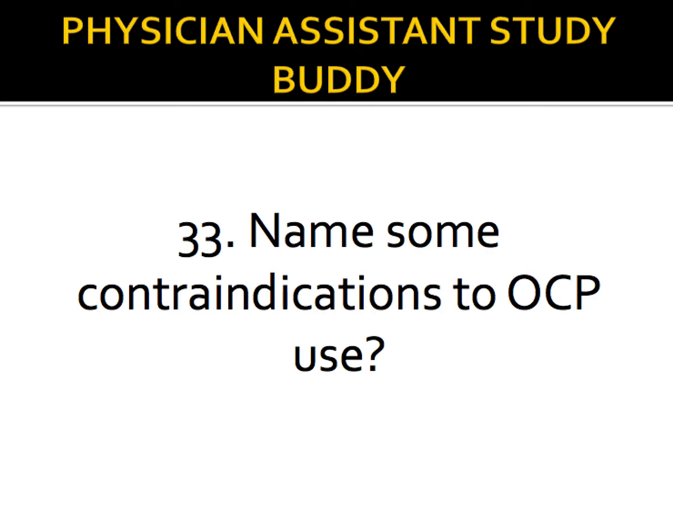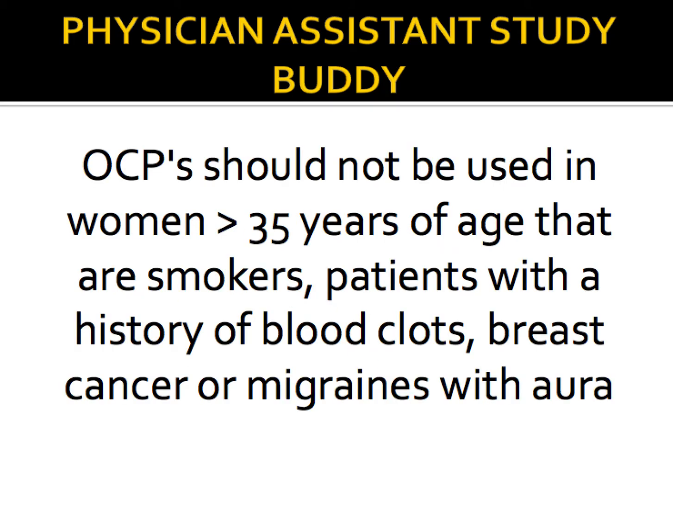Name some contraindications to OCP use. So they may give you a stem in which a patient is asking for OCPs, they will give you the patient's age and comorbidities and ask you what the contraindications are, and you should know that the OCP should not be used in females greater than 35 years of age who are smokers, patients with a history of blood clots, breast cancer, or migraines with aura. So every one of these could be an answer on that question.